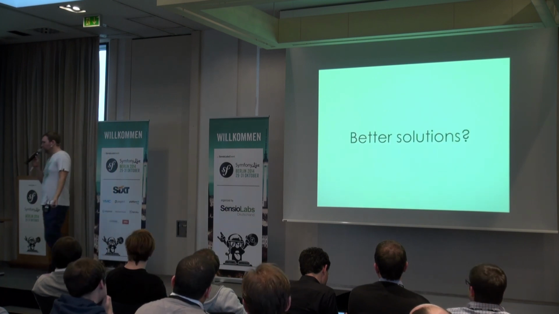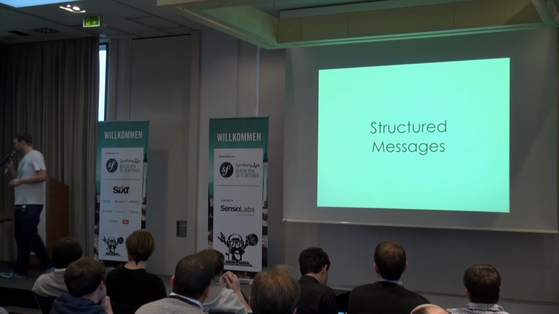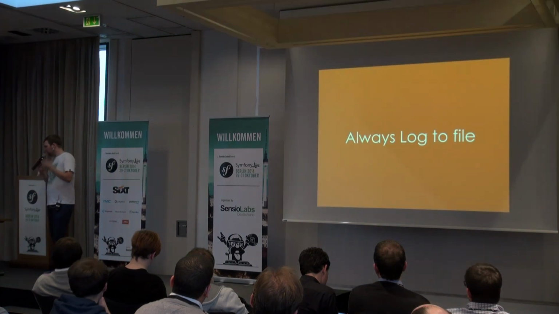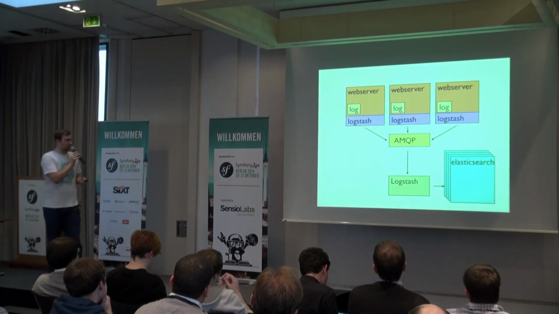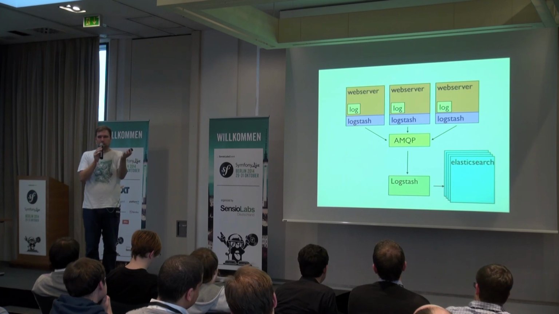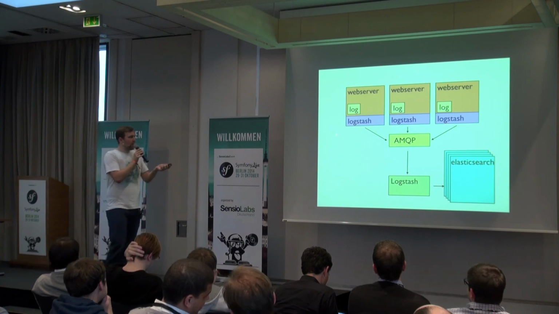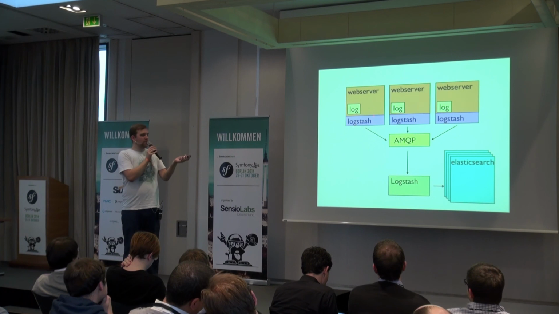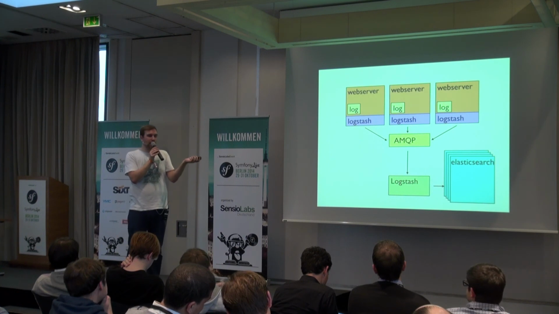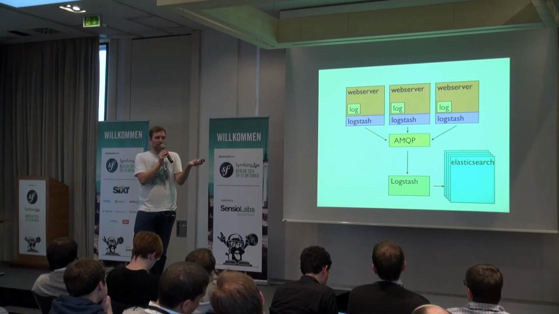Are there better solutions? Yes, I already mentioned them. For example, using something like Logstash, Elasticsearch, and Kibana, which offers full text search, and also allows us to store structured messages. Always log to file, but we can do it like this. A setup could look like: you have your web servers, they just log everything to file, like your error log, your access log, maybe also some debug logs. You could log all the database queries you're doing in case of an error or whatever. And then you have small Logstash daemons running on each server that tail these log files, maybe doing some parsing on the log files to make them really nice and structured, and then send them to AMQP, like RabbitMQ for example.